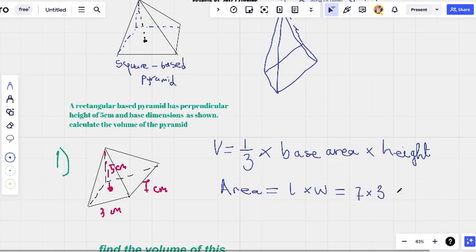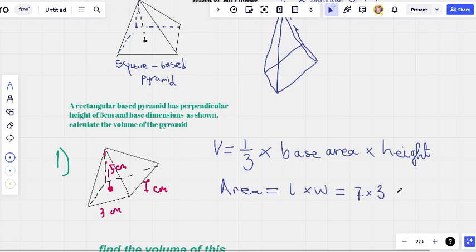So the volume will be 35 centimeter cube. Since it's volume, you must put cube. Sometimes you forget to put the units and you get fewer marks. So 35 centimeter cube is the volume of this pyramid, because it's a rectangular base pyramid.